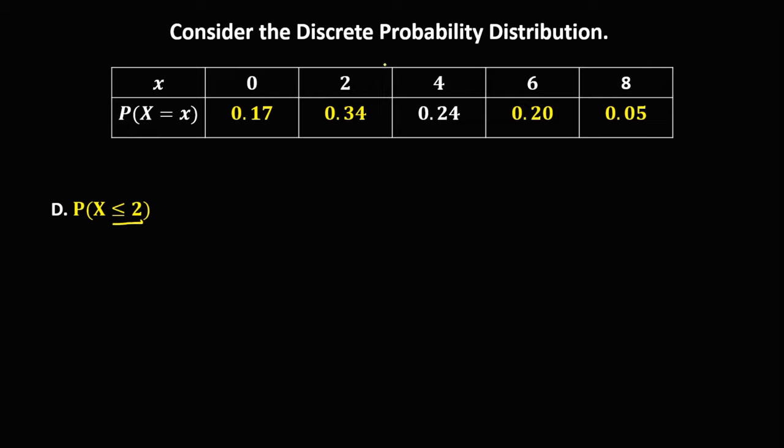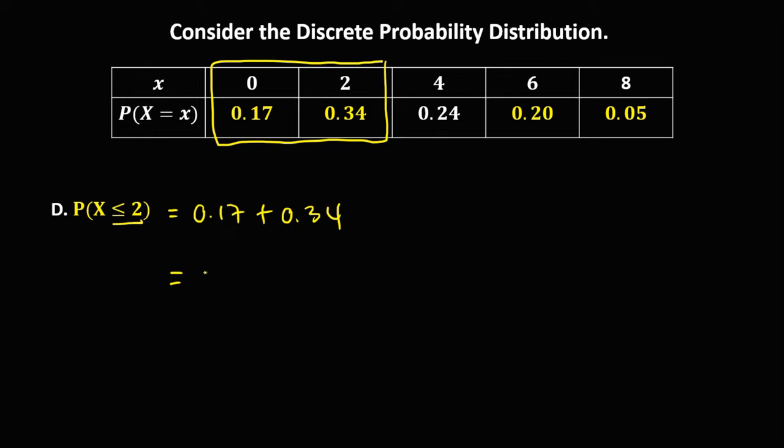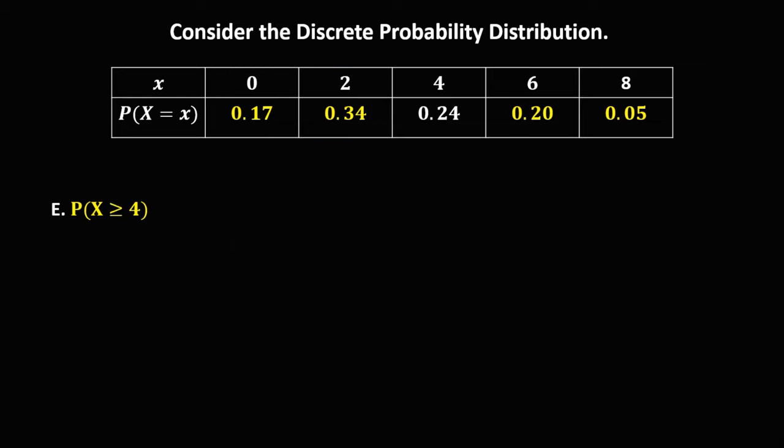Since less than or equal to 2, these are the probabilities. So that's 0.17 plus 0.34. So the probability is equal to 0.51. Then for this given, the probability that the random variable x is greater than or equal to 4.